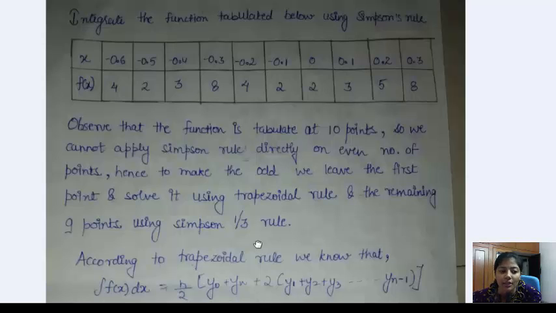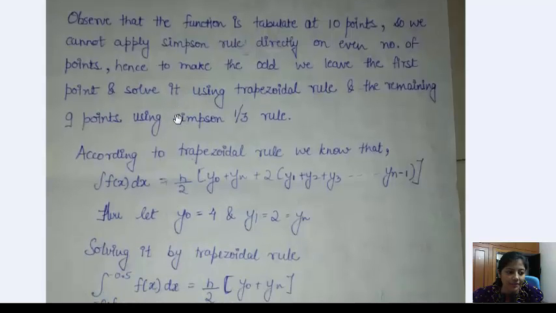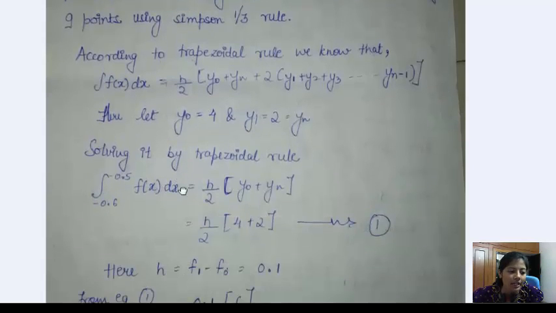Hence, to make it odd, we leave the first point and solve it using the trapezoidal rule, and the remaining 9 points using Simpson's rule. Also, the trapezoidal rule will require 2 points, so we will use these 2 points, that is 4 and 2 of the 0.6 and 0.5 interval. We will integrate the function within the limit 0.6 to 0.5 here.